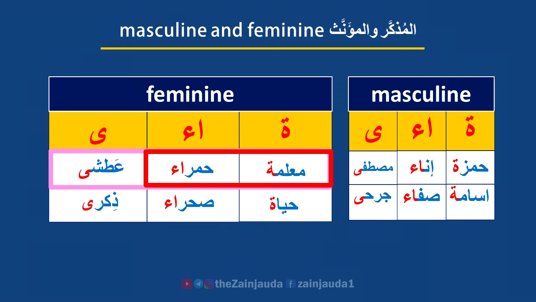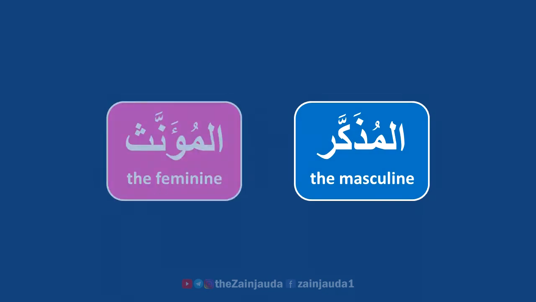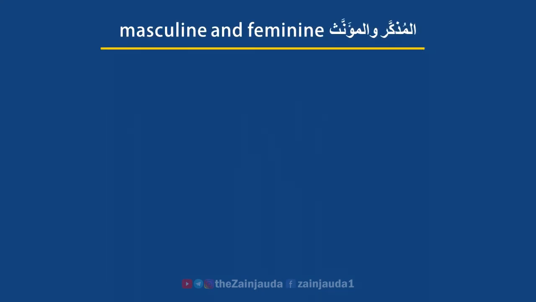As for today, we'll talk about feminine with ta al-marbuta. The next class will be inshallah about al-alif al-mamduda. Feminine with ta al-ta'nith al-marbuta. Ta al-marbuta is called ta al-ta'nith. Al-ta'nith means femininity, since it is used to change the gender from masculine to feminine. I'd like you now to remember these 2 words: mudhakkar or al-mudhakkar, the masculine, and al-mu'annath, the feminine. Mudhakkar and mu'annath, al-mudhakkar wal-mu'annath.